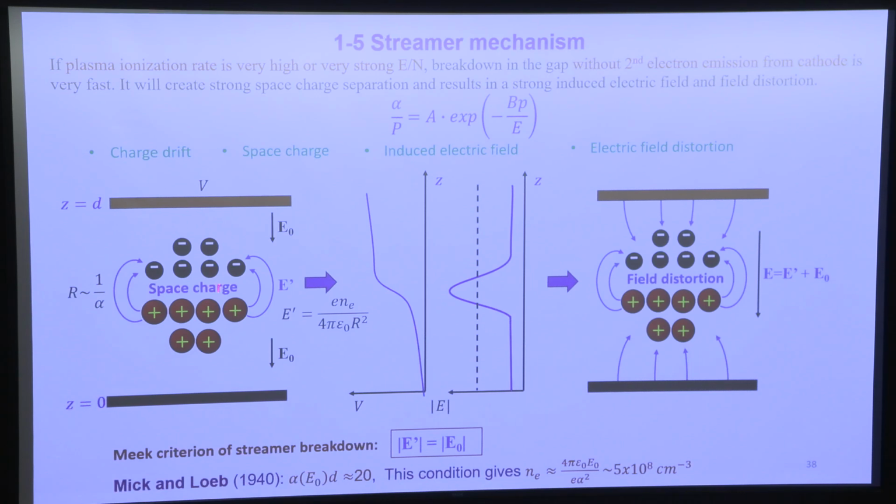So once that charge separation becomes so huge, and this is typically the ionization coefficient times the distance equal to 20, and then equivalent to this much number density. This is not much, right? It's less than half a ppm of electrons. So then you start to generate this.